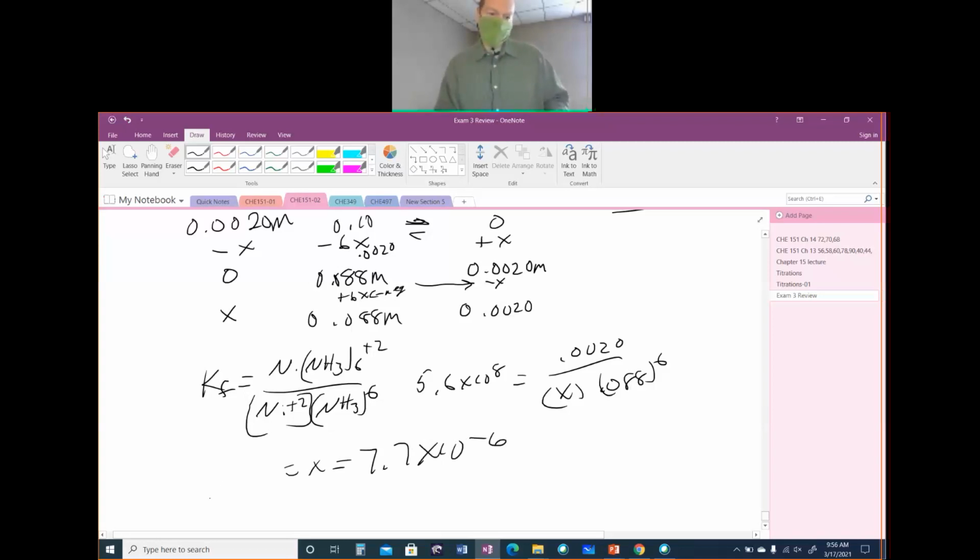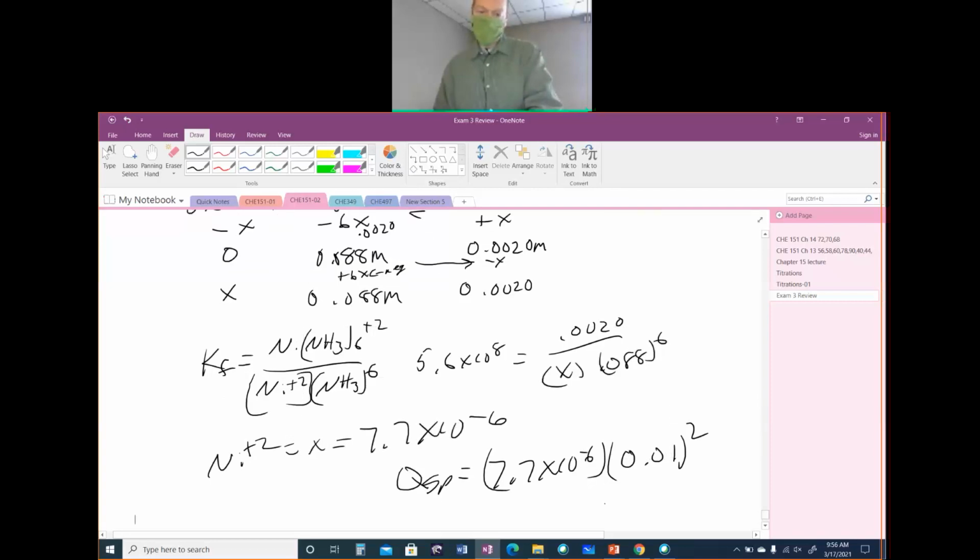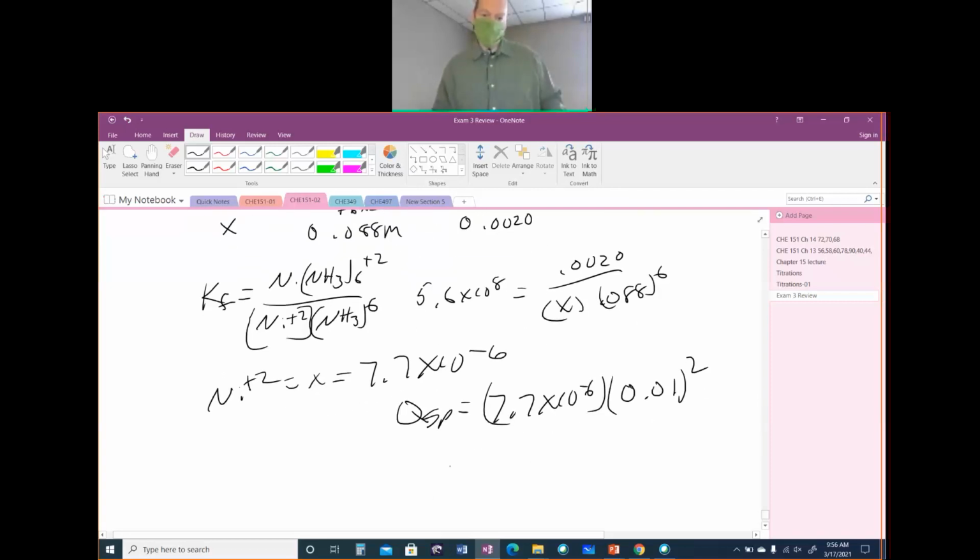So that is your nickel plus 2. So now when you find your Q by taking your nickel and your OH minus squared, you get a Q value now, since we added the NH3, of 7.7 times 10 to the minus 10. But that is still too big, and you still get a precipitate.